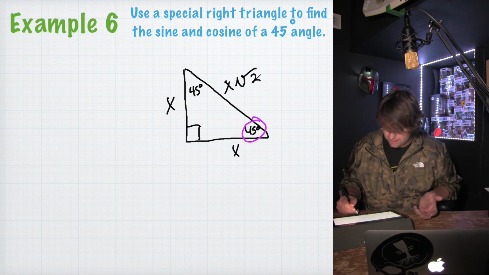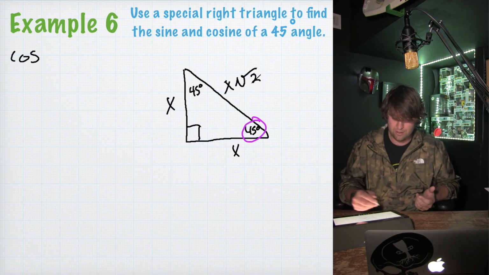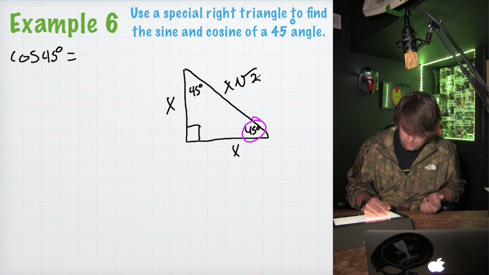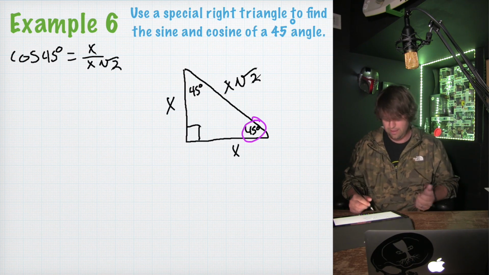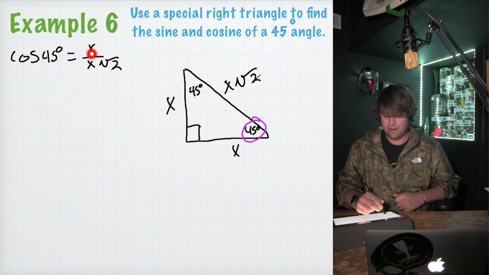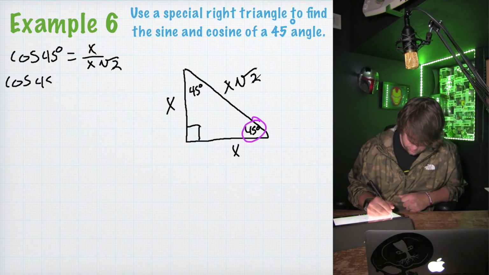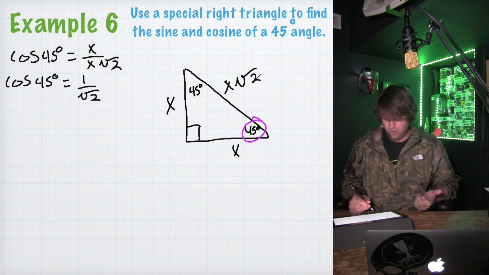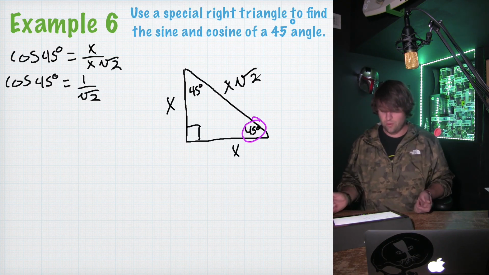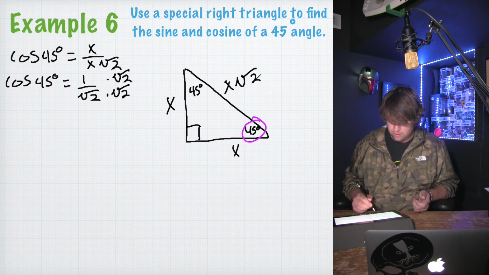So we're going to go ahead and do this as cosine first. Cosine, adjacent over hypotenuse. So cosine 45 degrees equals x over x square root 2. Okay. This becomes x over x is just 1, so we have 1 over square root 2. Cosine 45 degrees equals 1 over square root 2. We learned that this is not an appropriate answer. You should not have a radical in the denominator, so to get rid of that, we're going to multiply top and bottom by square root 2.